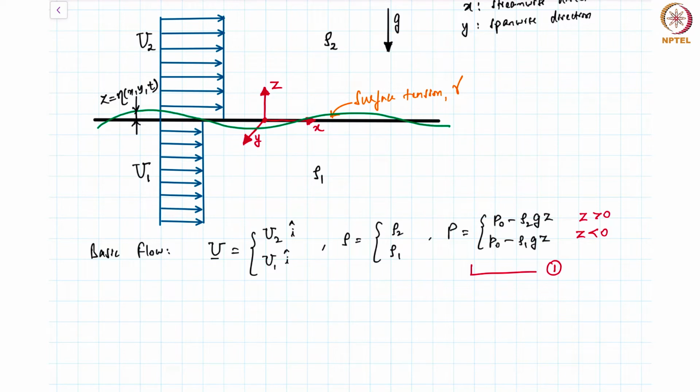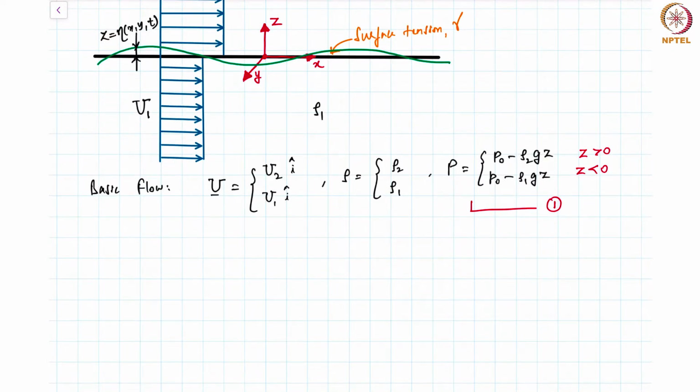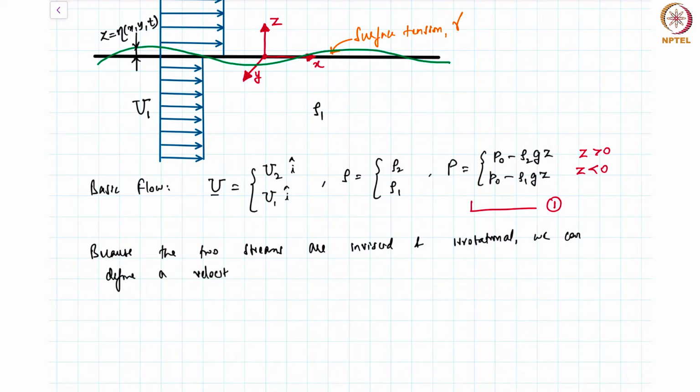So we will introduce a velocity potential. Because the two streams are inviscid and irrotational, we can define a velocity potential for each stream as follows.